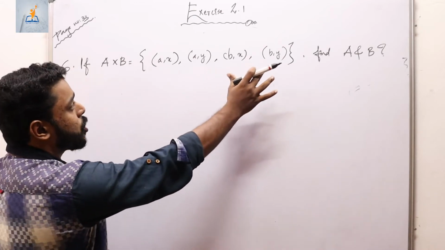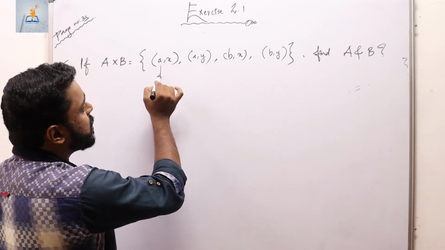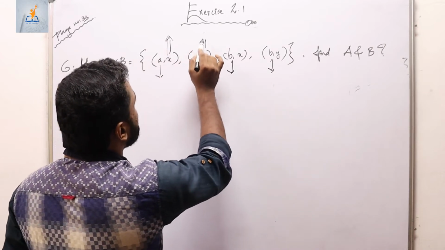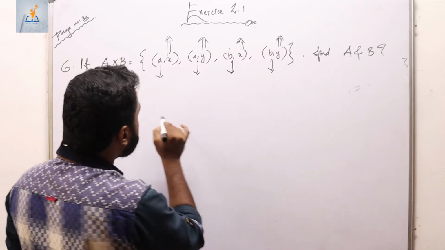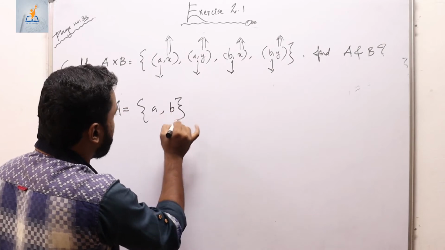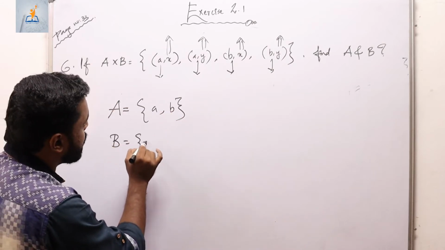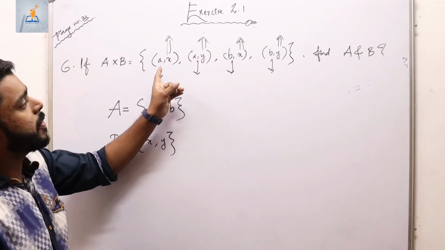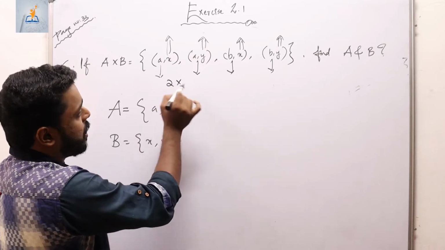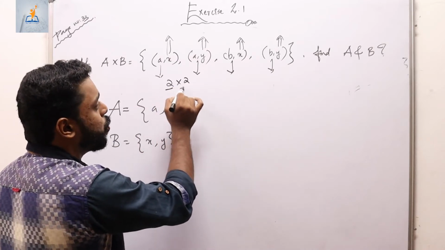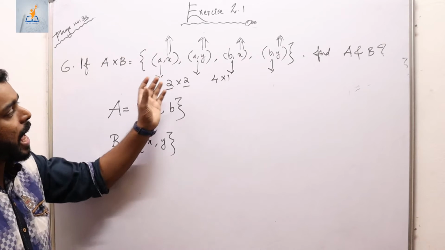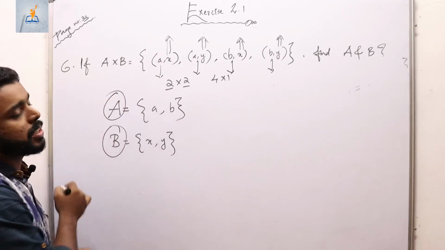Similarly, this set also contains first elements from the first set and second elements from the second set. So we can easily construct the set A as {a, b} and the set B as {x, y}. Also, you can easily observe that since A cross B contains only 4 elements, the possibility for the number of elements in A and B will be either 2 into 2 or 4 into 1. So you can easily observe these two things from the given question and construct A and B.